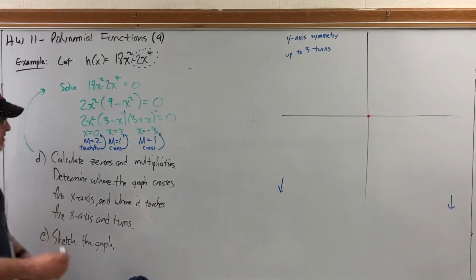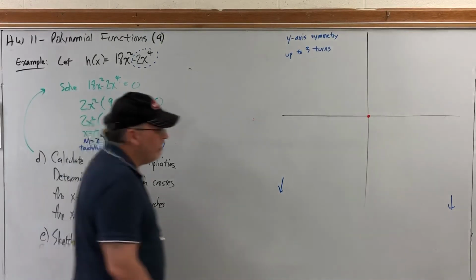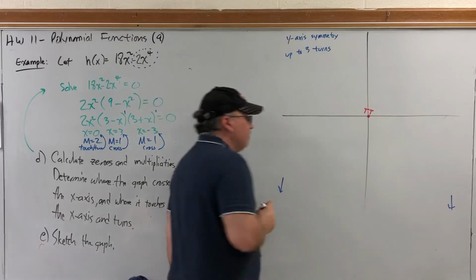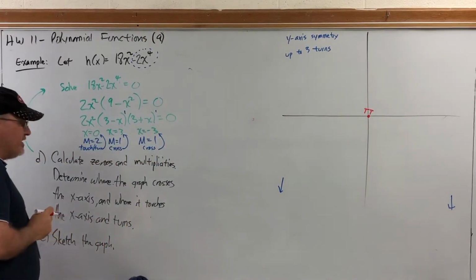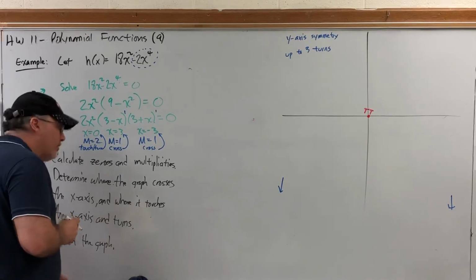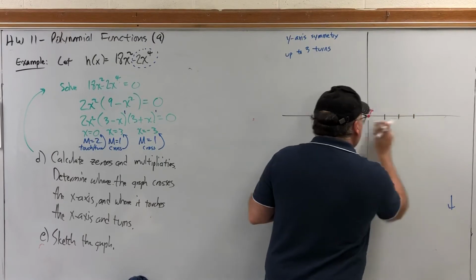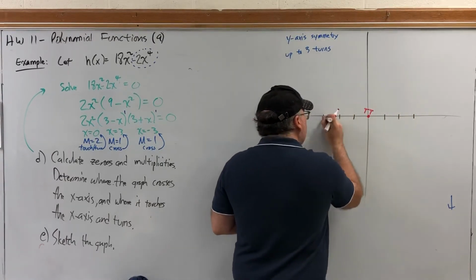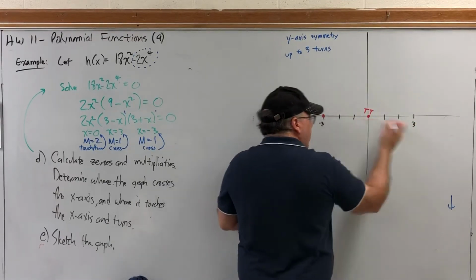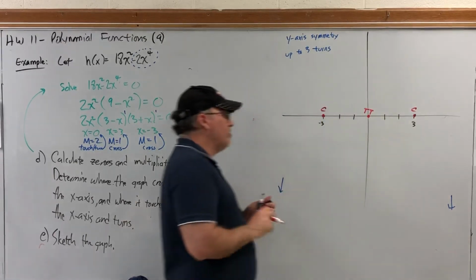We have an x-intercept at x equals 0. It's already there. But because its multiplicity was even, we know the graph is going to touch and turn. I'm just going to put TT for touch and turn. At 3 and negative 3, we also have x-intercepts, but they're going to cross there. So let's go locate 3 and negative 3. 1, 2, 3. 1, 2, 3. 2 x-intercepts there. And we know that both of them are going to cross, so I'll put a C for cross.